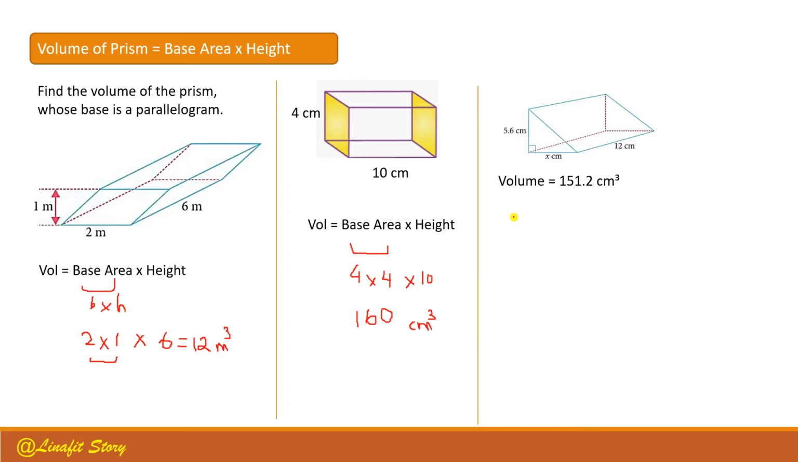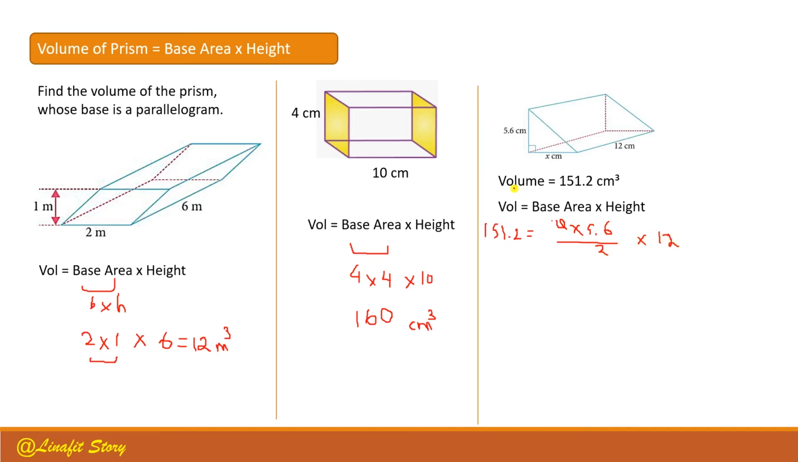The volume of the prism is 151.2 cubic cm. Find the value of x. To get the volume is base area times height. The base is a triangle. So 151.2 is equal to, the area of a triangle is base times height divided by 2, so x times 5.6 divided by 2 times the height of the prism, 12.